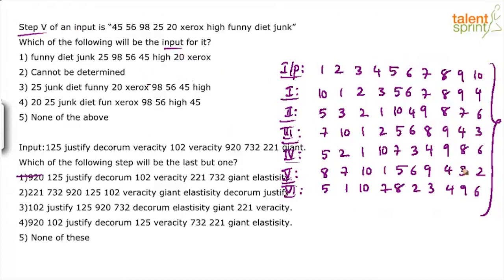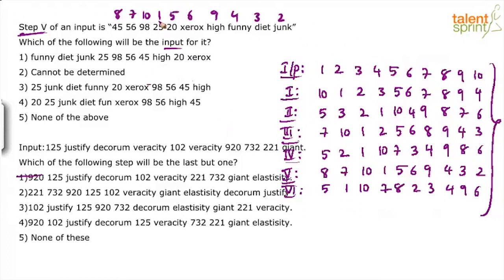Now what is step 5 according to our arrangement that we have done here? 8, 7, 10, 1, 5, 6, 9, 4, 3, 2. What do we want? We are looking for input. Yes or no? What do we want? We want the input. What is the input? 1, 2, 3, 4, 5, 6, 7, 8, 9, 10. Just do that. Are you able to follow? We have numbered step 5 according to the illustration that was shown. So numbering was 8, 7, 10, 1, 5, 6, 9, 4, 3, 2. We want input. What is input? Input is 1, 2, 3, 4, 5, 6, 7, 8, 9, 10.